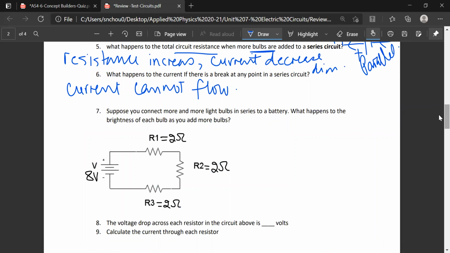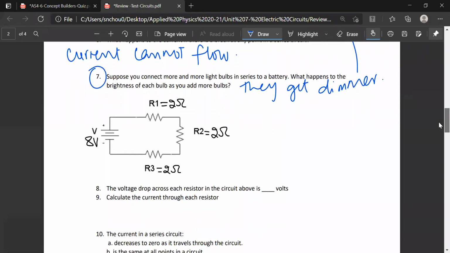All right. Now let's do a problem, number 7. Suppose that you connect more and more bulbs in series to a battery. What happens to the brightness of each bulb as you add more bulbs? We already answered that they get dimmer, right? If they're in series, because of the reason mentioned here. All right, so now we are actually solving this problem.